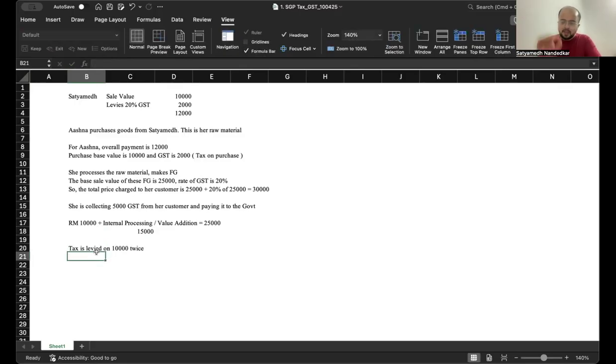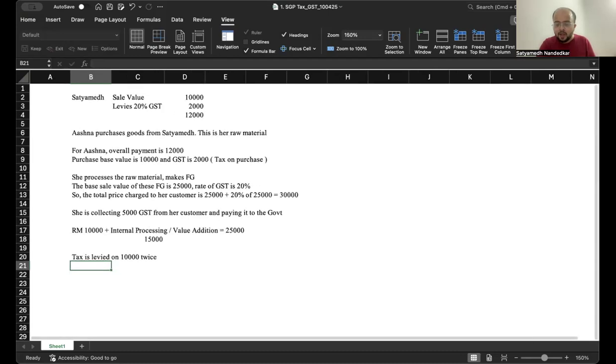So this situation, where tax is levied on the same material, on the same item again and again, is known as, what is it called?